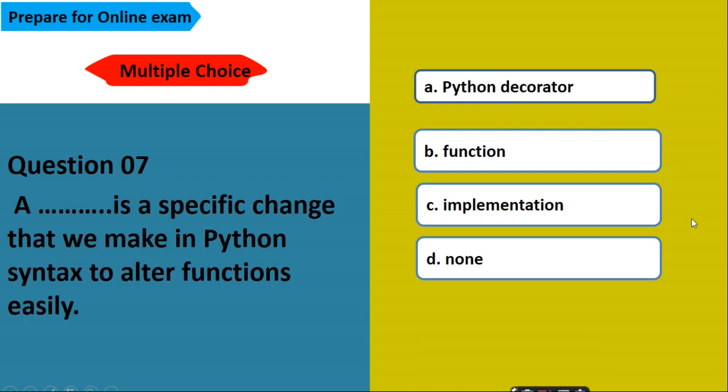A dash is a specific change that we make in Python syntax to alter a function easily. Options are A, Python decorator, B, function, C, implementation, D, none. And the correct answer is A, Python decorator.